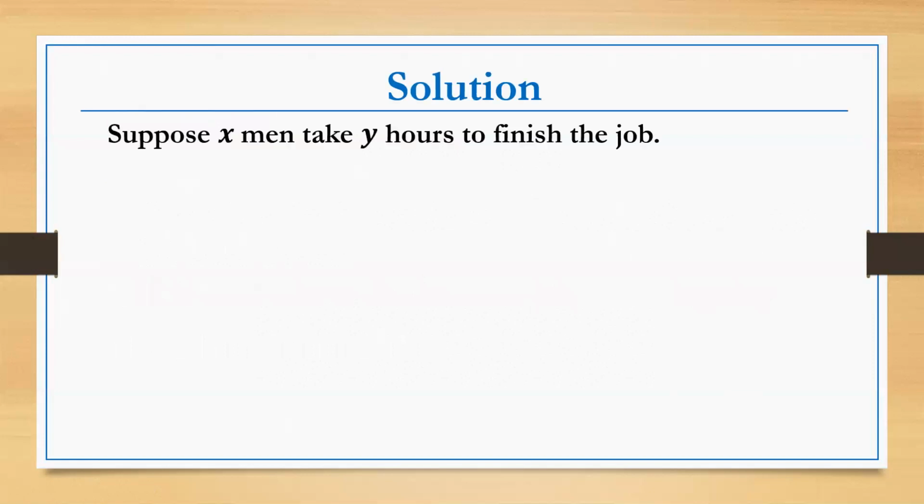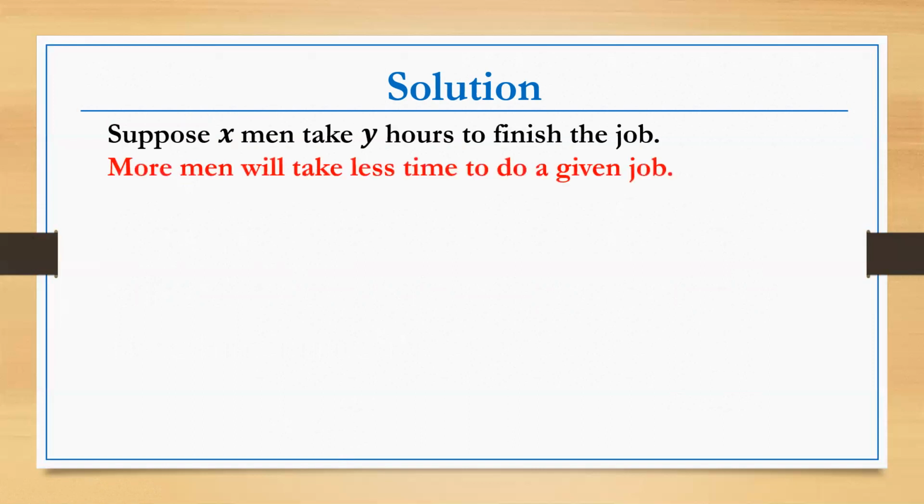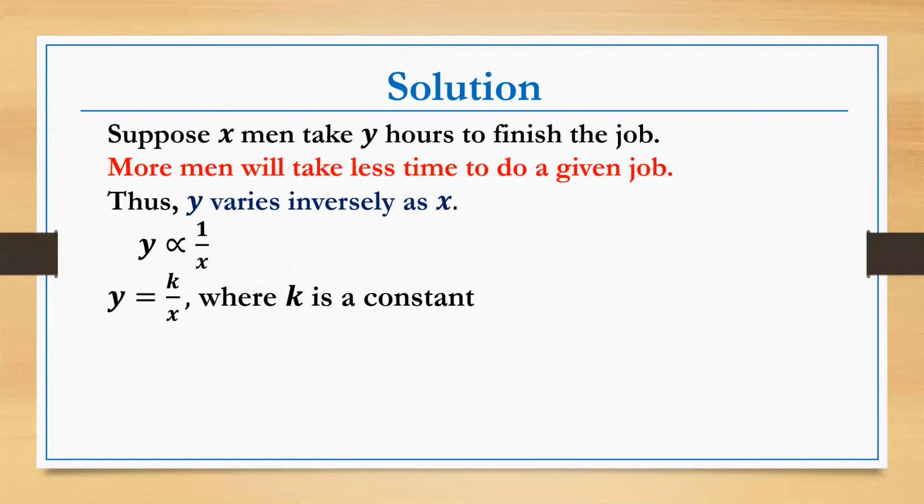So suppose X men take Y hours to finish the job. More men will mean less time. So more men will take less time to do the given job. Therefore, we say that Y varies inversely as X, because as X increases, Y will decrease. So we have inverse variation. This can be written as Y equal to K over X.